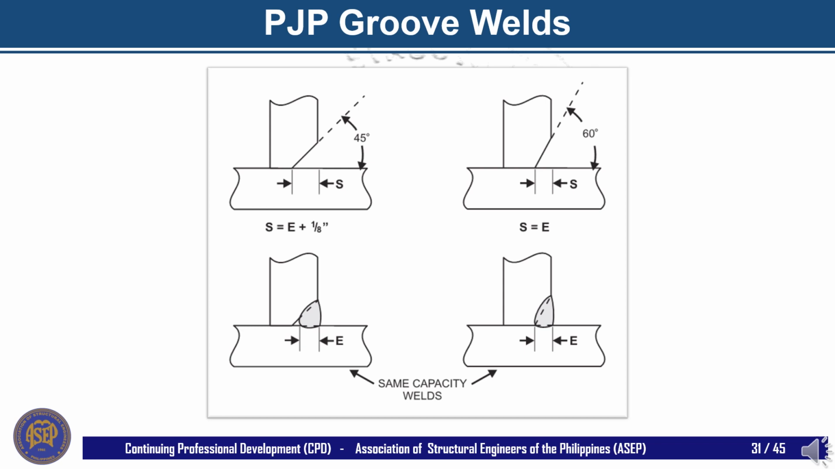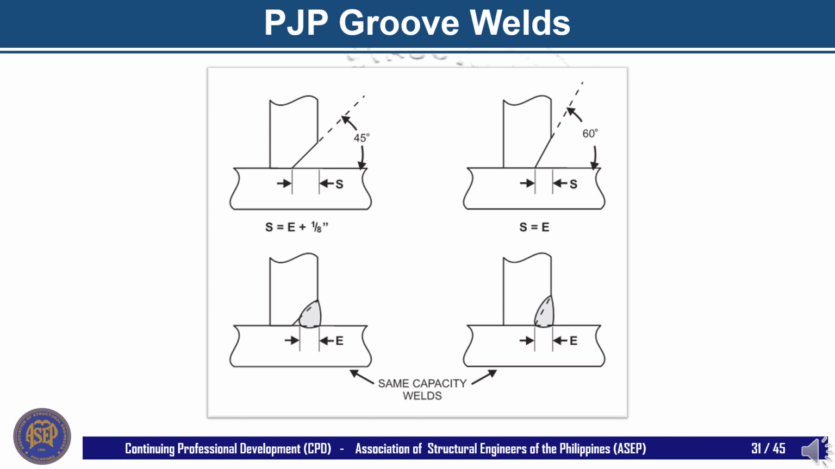When submerged arc welding is used and the weld groove included angle is 60 degrees, as you can see in the upper right image, Table J2.1 of the AISC specification, also Table 510.2.1 of NSCP, allows the engineer to rely on the full depth of joint preparation for delivering the required throat dimension.